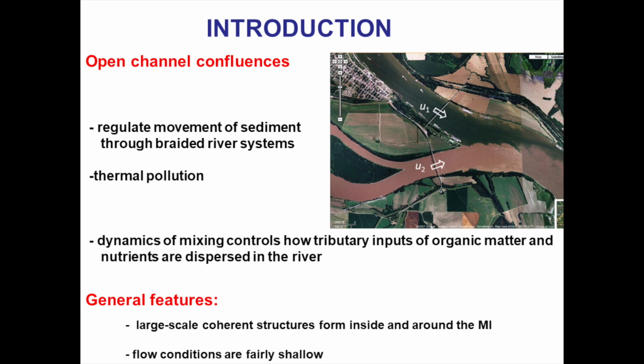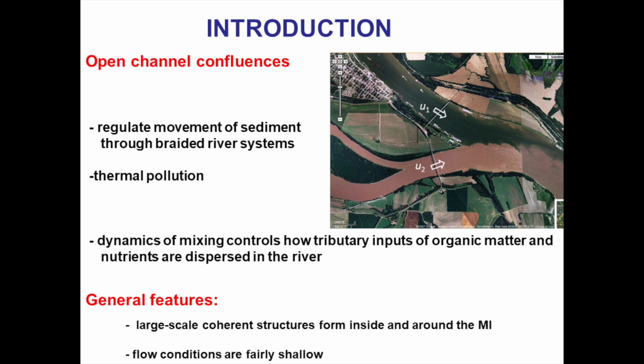In fact, all the examples I'm going to talk about are cases in which we are talking about two tributaries with a difference in temperature, and we are trying to understand what are the mixing mechanisms which result in the mixing of the two streams downstream of the confluence apex.